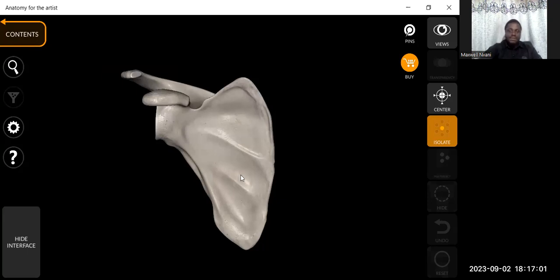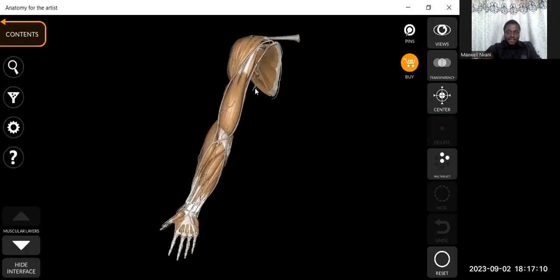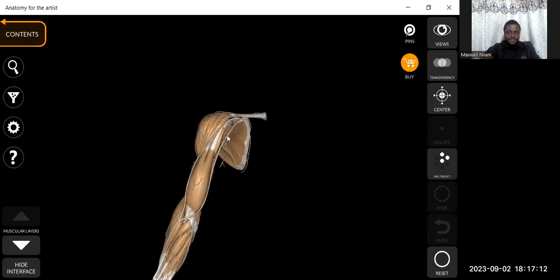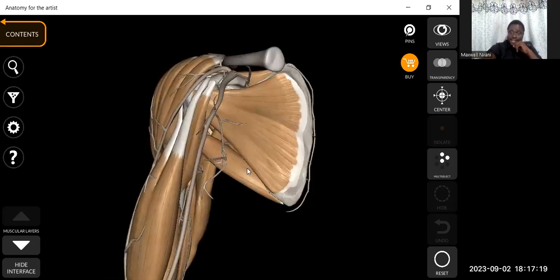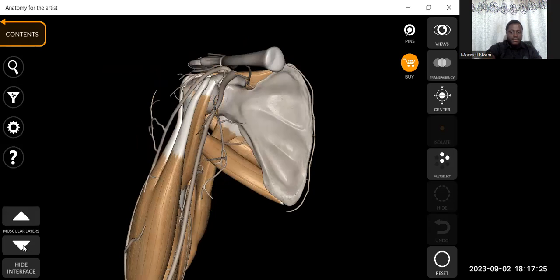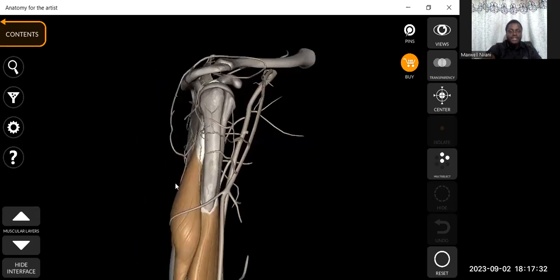So now let's talk about attachments quickly. I'm going to use this so that you can appreciate the muscular attachments. We'll start from the first: the triceps brachii, the long head of the triceps brachii.